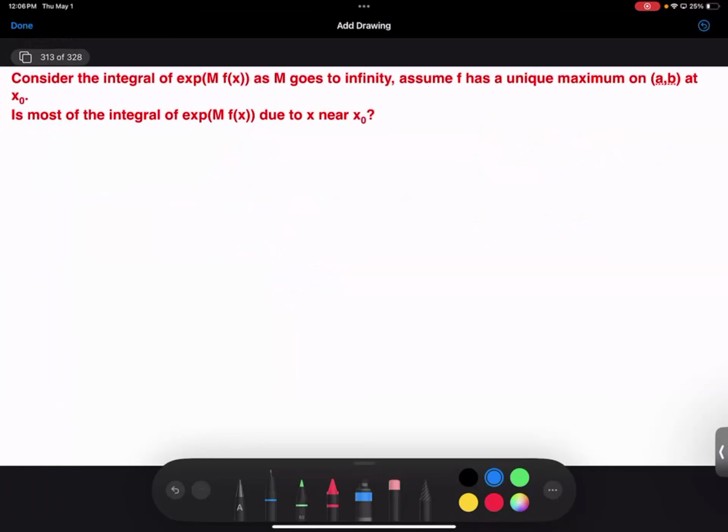And then we'll end with, this was the one we were just talking about a few days ago. So consider the integral of exponential of m f of x as m goes to infinity. Assume f has a unique maximum on [a,b] at x naught. Is most of the integral due to what's going on near x naught? And here's x naught, and the function takes on its largest value at x naught, and it takes on no other large values anywhere else.